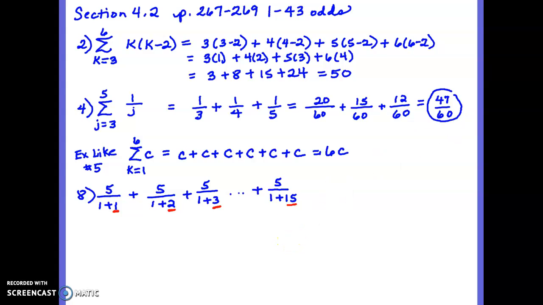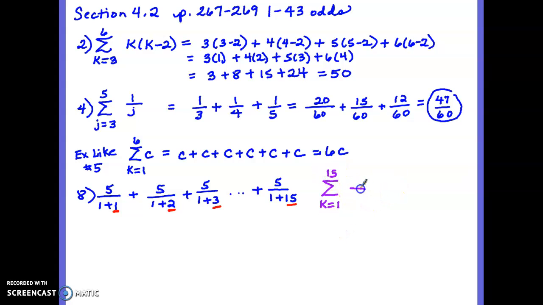So when I write my sigma notation, I'm going to have to start with 1 because it's the first number that was plugged in. You can call it whatever you want to. I'm going to call it K. Now, you can tell that it ends at 15, so that's how far it's going to go.